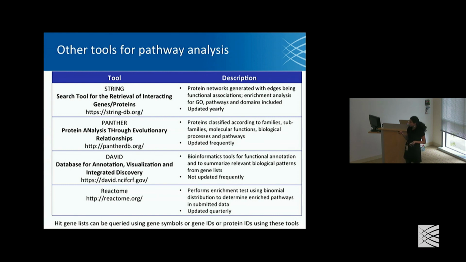for further analysis. And one thing that I've noted here is how frequently each of these are updated. And these functional annotations can change, and so please make sure that the tool that you're using has updated them very recently before you start and analyze your gene hit list with that.